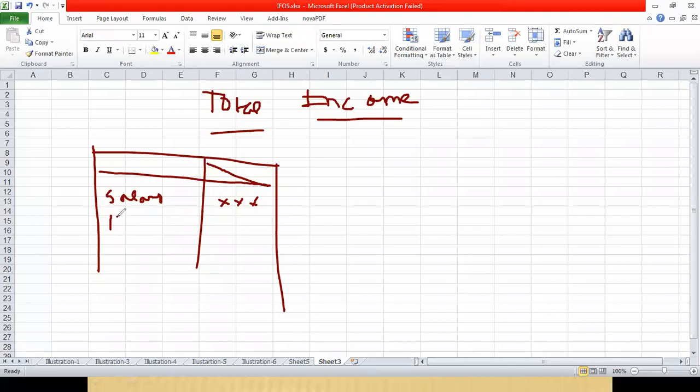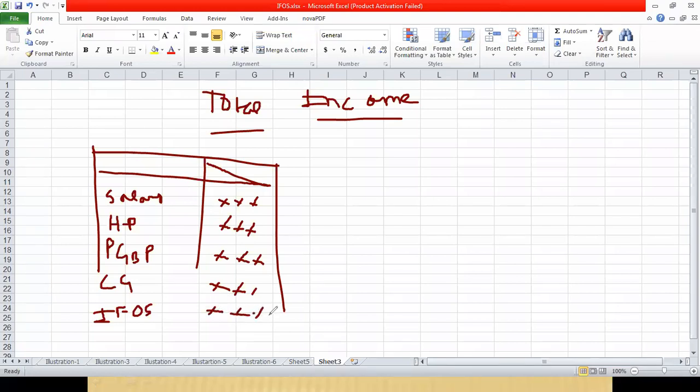Then if house property income is there, we will do that calculation and take the computed amount here. Then PGBP calculation we will do and take the computed amount here. Then capital gain, if any, we will take here. And income from other sources, after doing the calculation, we will take the net amount here. If we total all these heads, we will get the total income of an assessee. Practically, it is done like this.